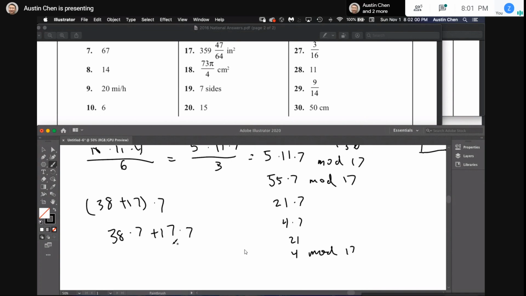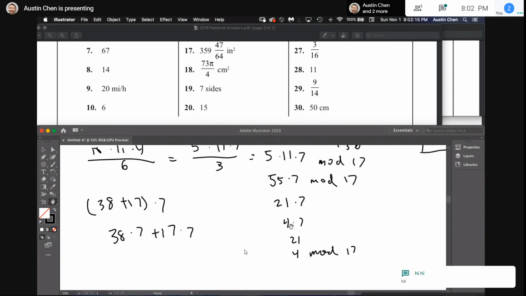Austin, look, I think I found your problem here. In what universe does 4 times 7 equal 21? Oh, now if you get 28, that's 11 mod 17. Oh yeah, the whole time it was just that.